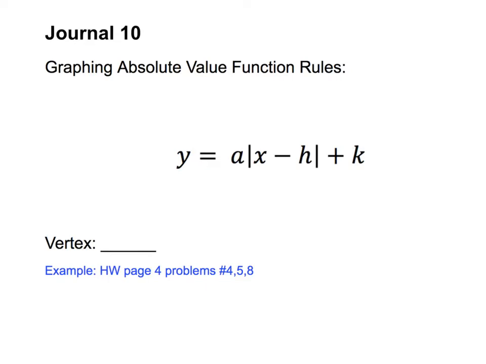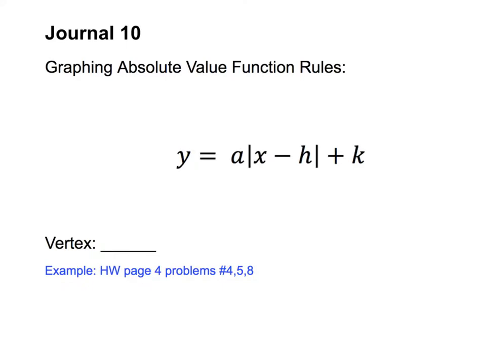All right, so in our last journal, Journal 9, we talked about graphing absolute values and how, depending on what's inside that absolute value, it tells us which way it shifts. And if we have something outside our absolute value, it also tells us a certain type of shift. So we're going to summarize that here today. So no bell work.